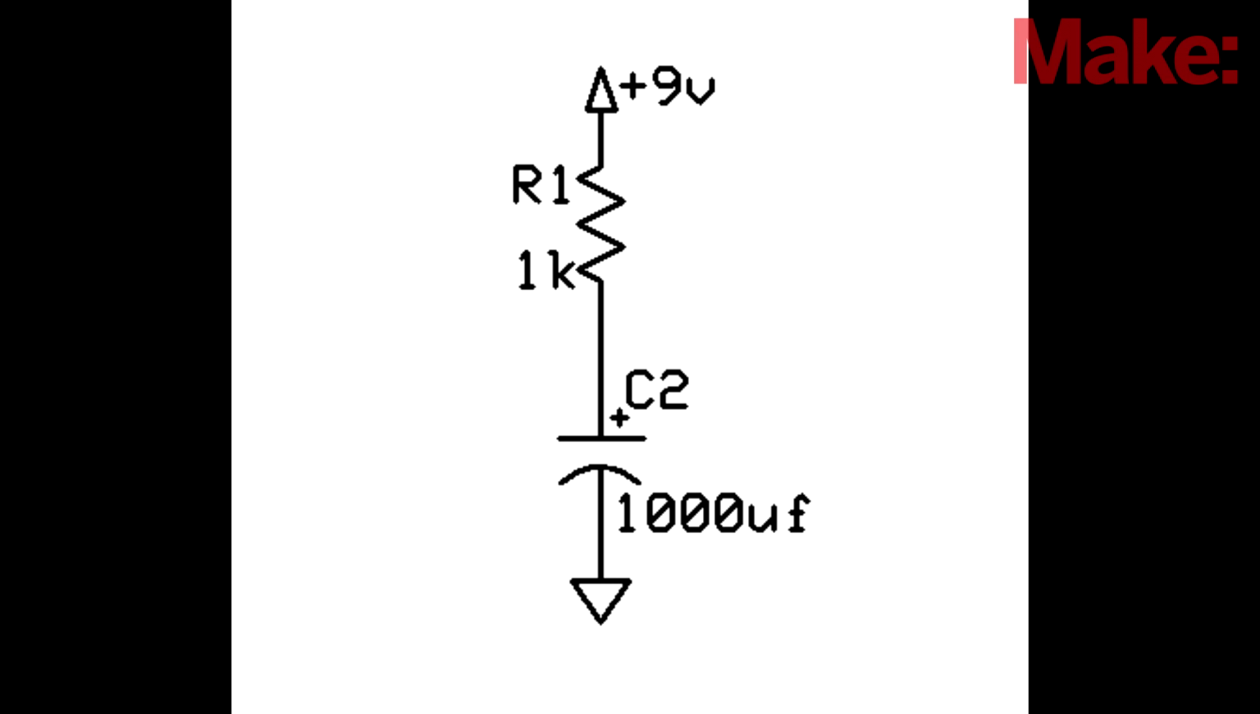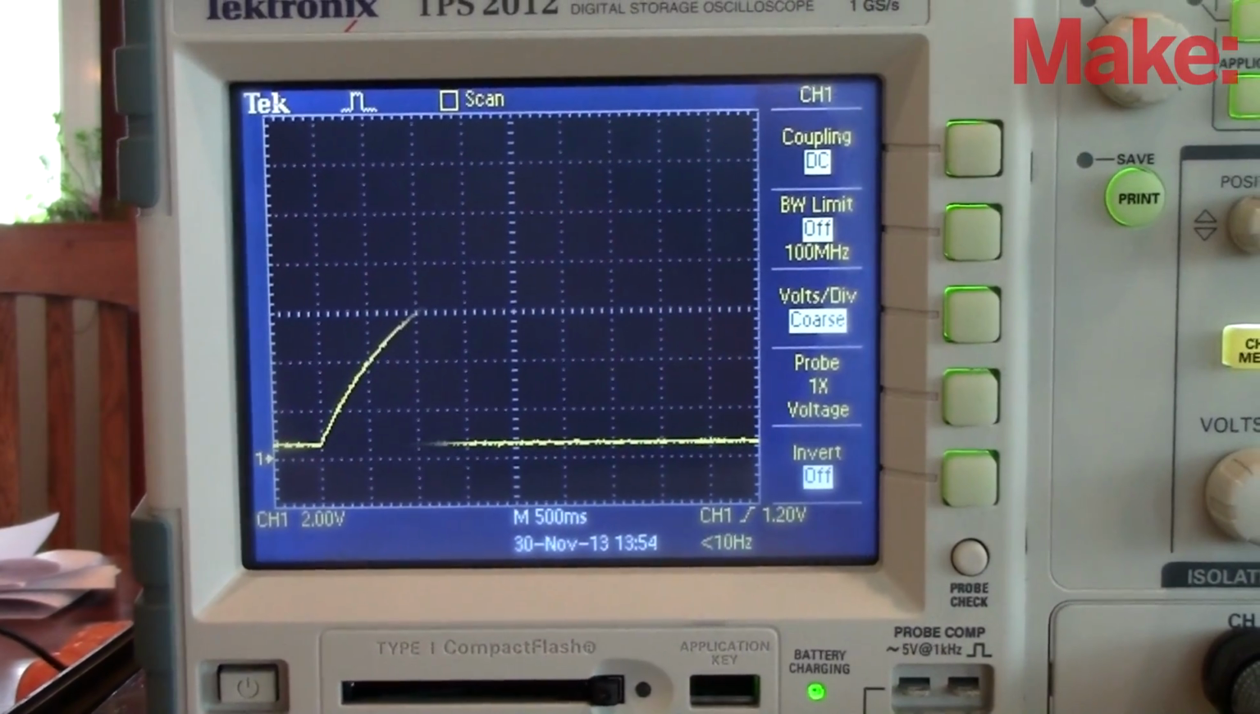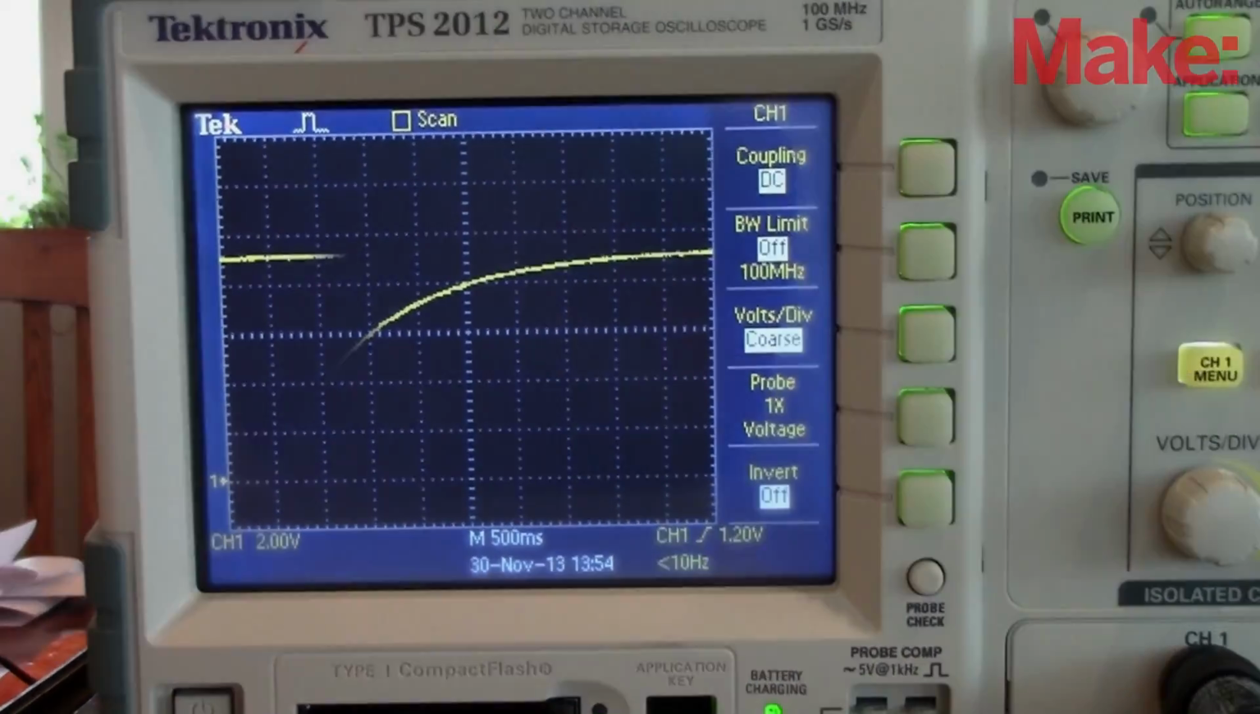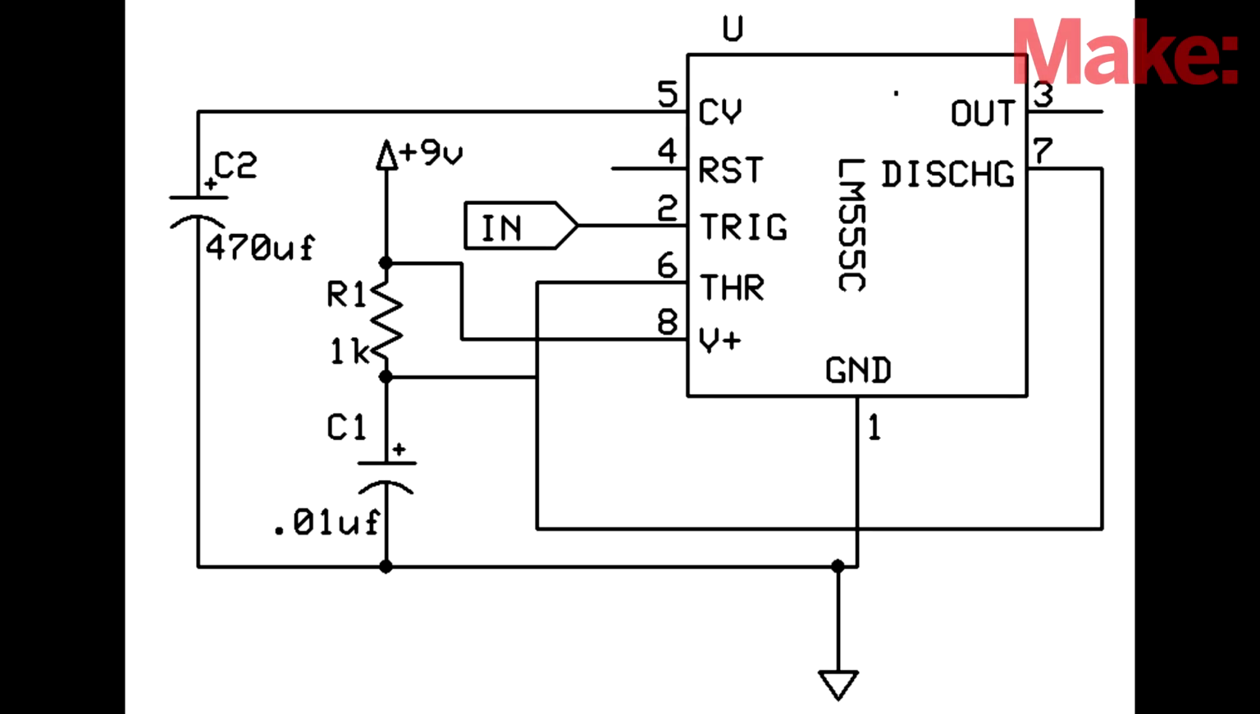A second handy circuit is a capacitor charging circuit. In this case, we charge capacitor C2 up to 9 volts through R1, the resistor. The time it takes to charge that capacitor is determined by T, which is equal to the value of R1, 1K, times the value of C2. Multiply those together and then multiply by 5, and that gives you the entire time it should take to charge that capacitor up to the final voltage. We see here when we apply the power to the circuit, it takes roughly 5 seconds for the capacitor to charge to full voltage.